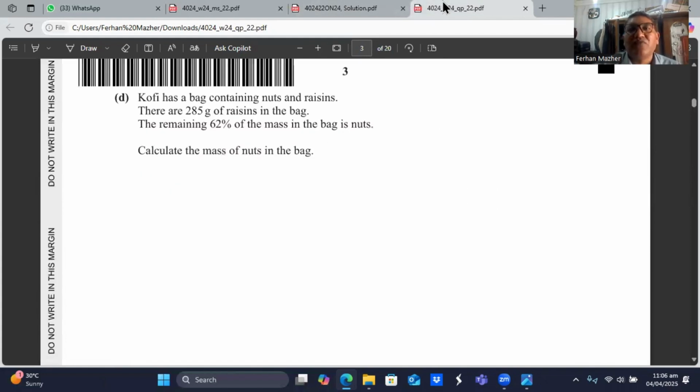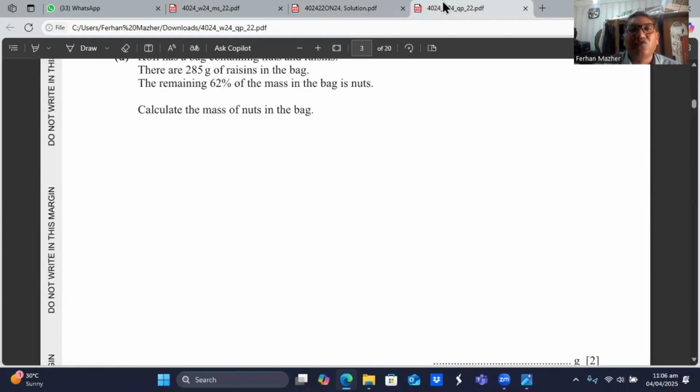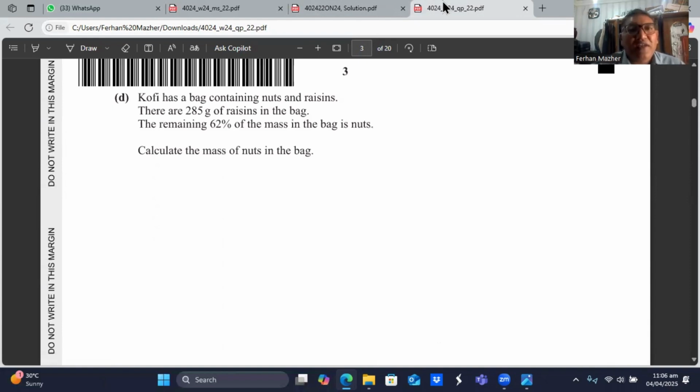Now we are on question number 1, and it's D part. It's a 2 marks question. Coffee has a bag containing nuts and raisins. There are 285 grams of raisins in the bag. The remaining 62% of the mass in the bag is nuts. Calculate the mass of nuts in the bag.